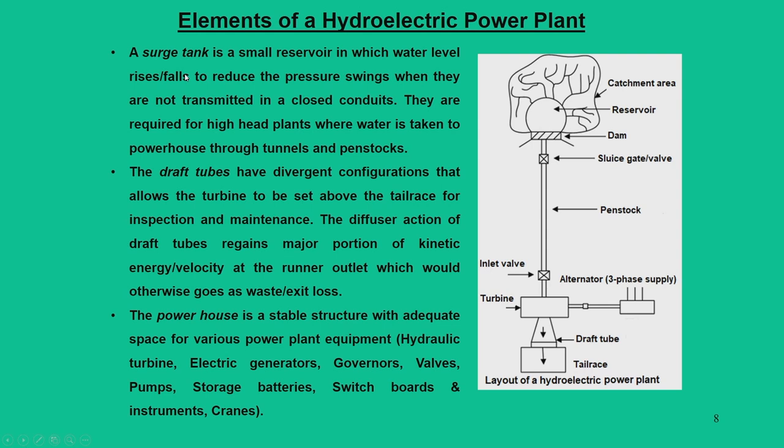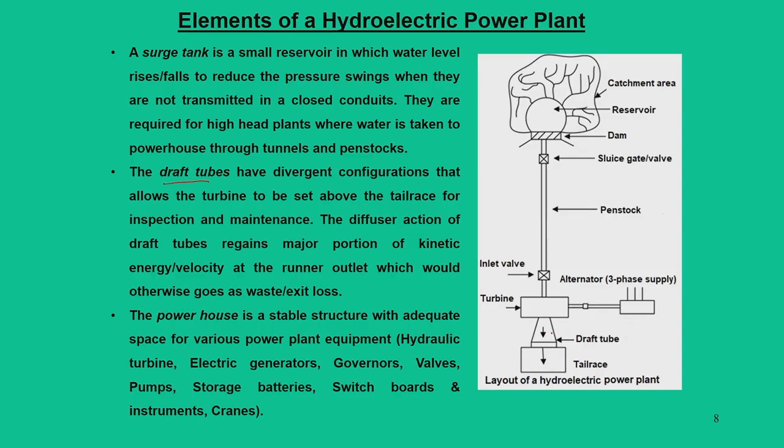Then we have other components like a surge tank. A surge tank is nothing but a small reservoir in which the water level rises or falls to reduce the pressure swings that are not transmitted in the closed conduit. That means, when we have a penstock or closed conduit, we have a controlled pressure difference. Now, let us assume that the water is passing through an open channel, or a lake. Sometimes when the reservoir basin has very high water, the quantity of water in the lake will also be high. So, a surge tank is required so that it does not allow excess water.